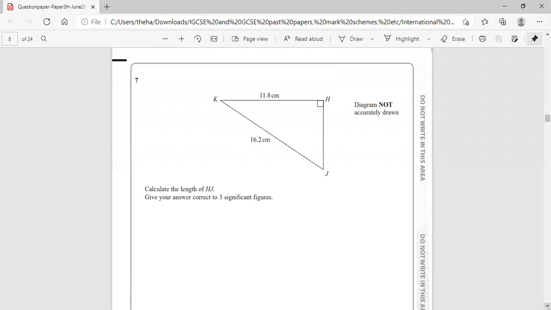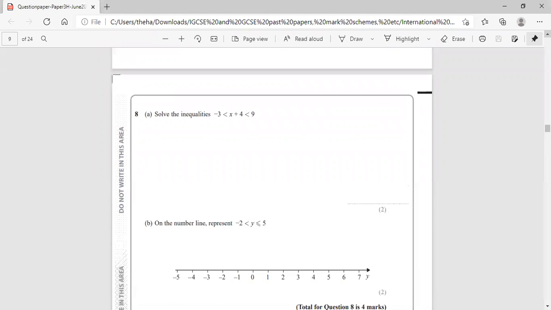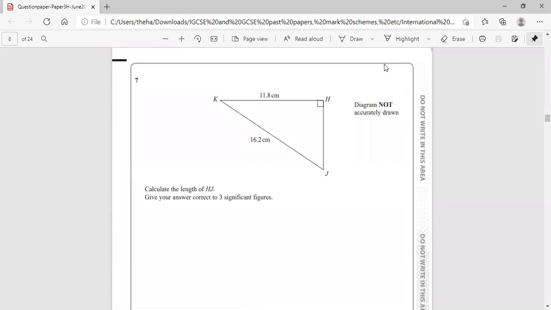So we've got a triangle here. This is a really easy question. All you need to know for this is Pythagoras' theorem. So we can first label these sides if you want. We're going to have a here.